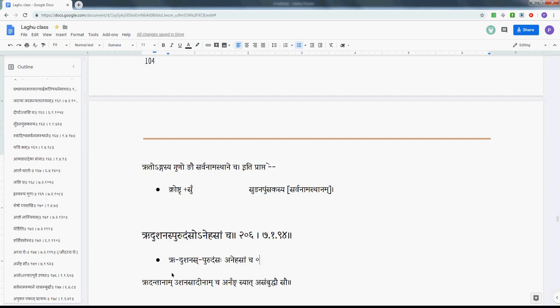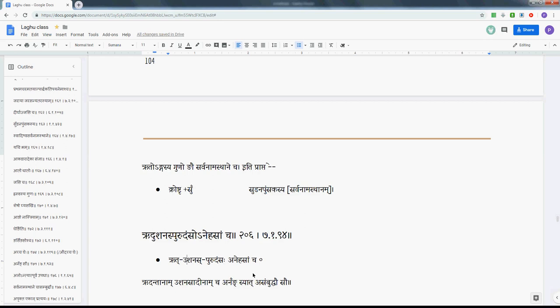Complicated words you haven't seen. So, ru is again anga. There is a dudanta anga. So, not the du, sorry. This du is ru, rut. Sorry for the mistake. So, ushanas. Rut ushanas. So, rudanta ushanas purudamsaha anehasancha.